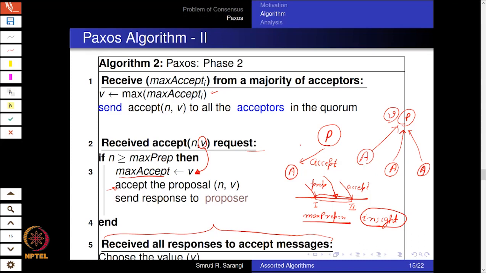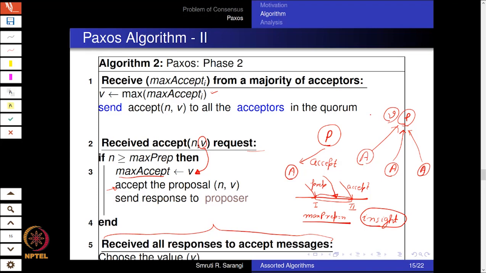It's a very simple algorithm divided into two phases, the first phase and the second phase. And if the second phase completes successfully for all the acceptors who are part of the algorithm, then we declare victory and we say that value V has been chosen. So then what the proposing node can do is send a message to all the other nodes that look, consensus has been achieved and V is the consensus value.